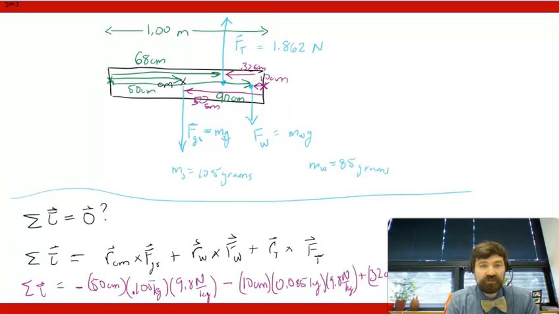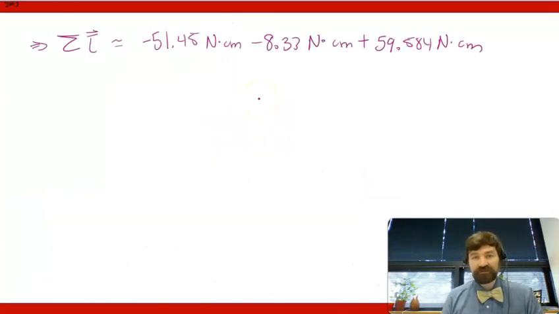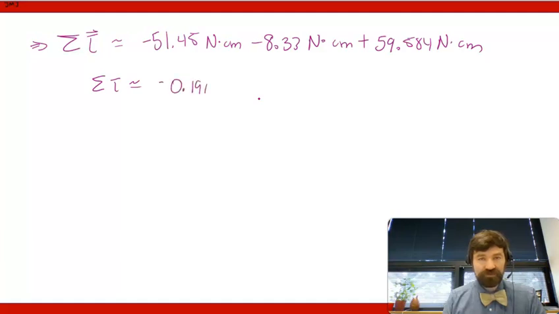So we can put these into our calculator to get total torque is this number and this number subtracted from this number. So 59.584 minus 8.33 minus 51.45. And what I end up getting is actually a negative but small number. My sum of torques here is approximately negative 0.196 newton centimeters.